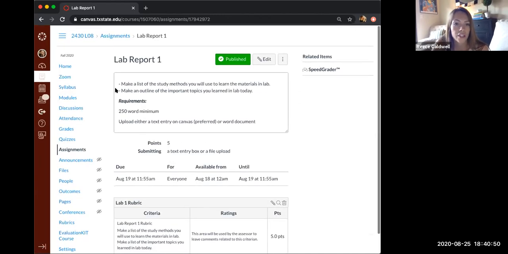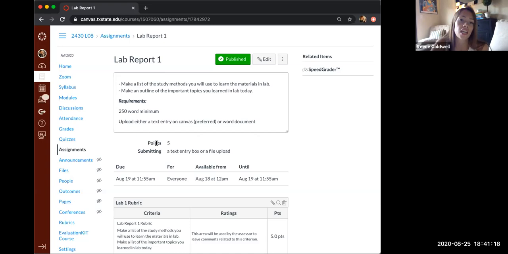It's a 250 word Word document, or you can type it in the text box here. Just in 250 words, you can make it into a paragraph. You can bullet point it. I don't care about the format. So you can do MLA, you can just do bullet points, whatever.